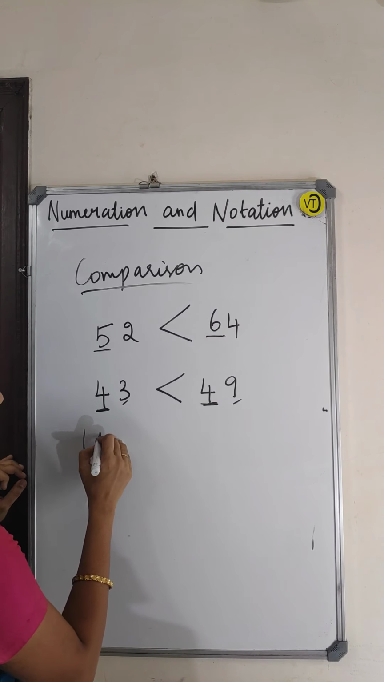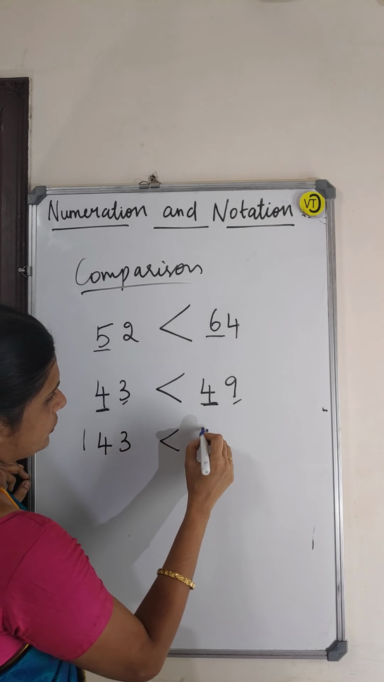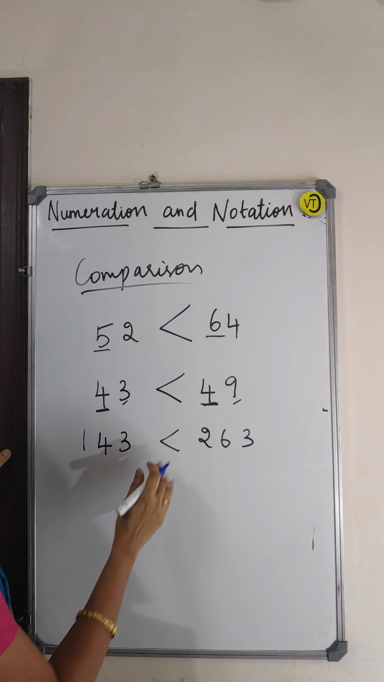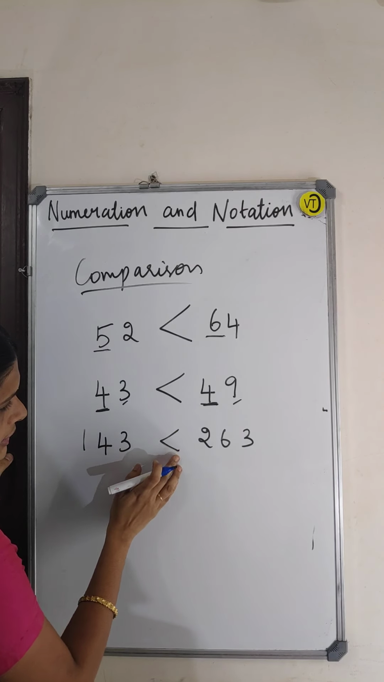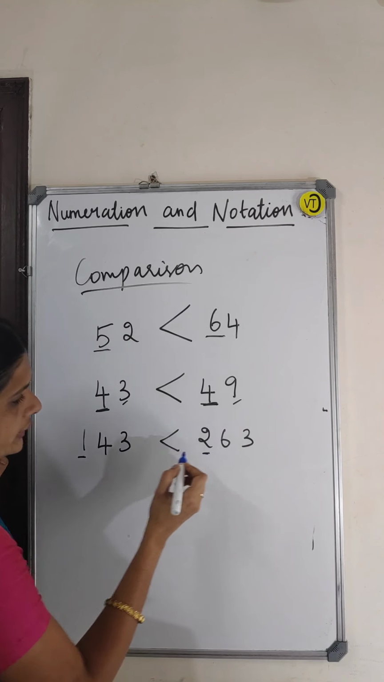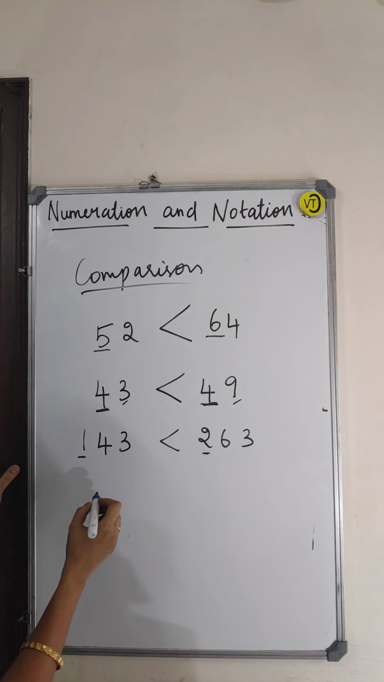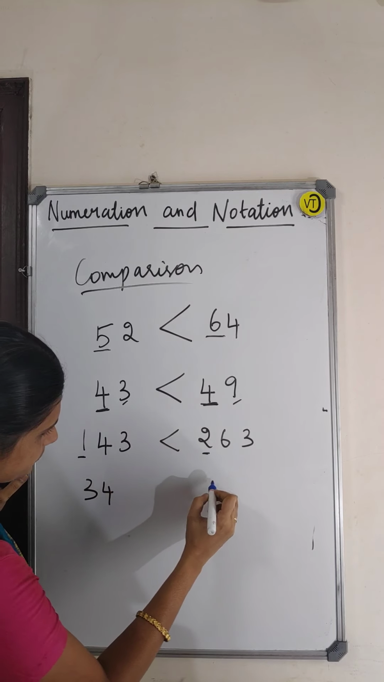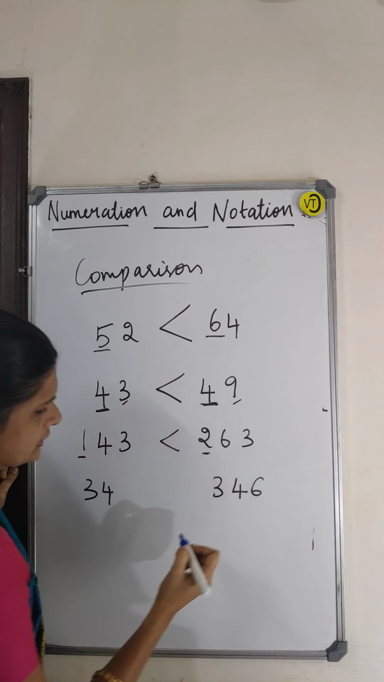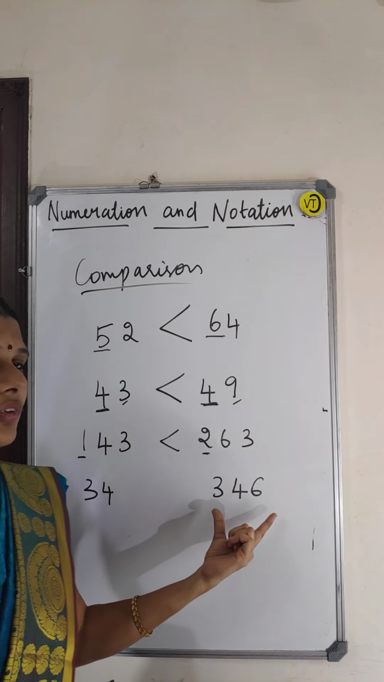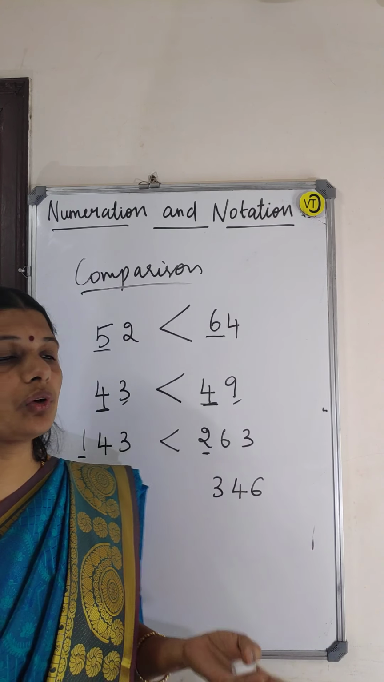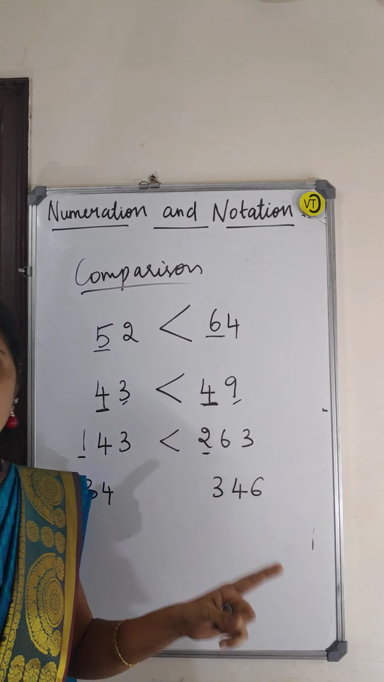One more. 143, 263. Which is the bigger number here? You check the first number and you will get it. One more. 34, 346. Here a 2-digit number, here a 3-digit number. Obviously we know a 3-digit number is greater than a 2-digit number.